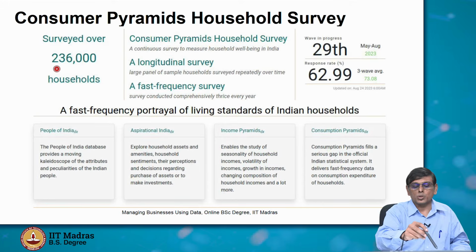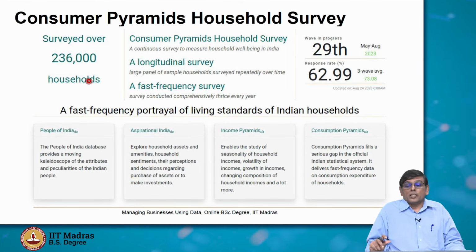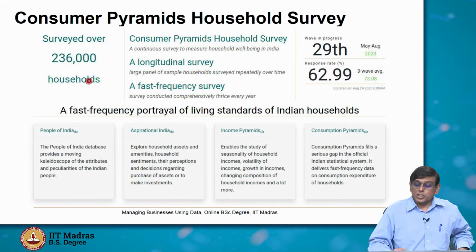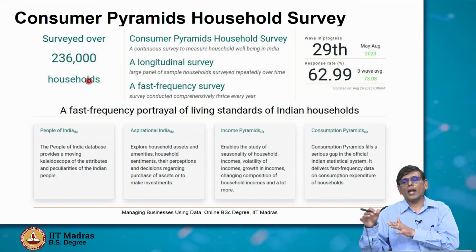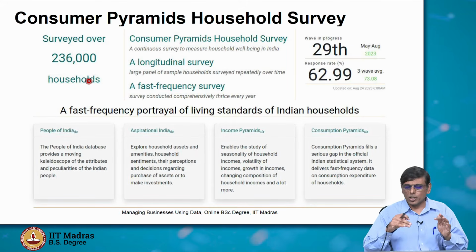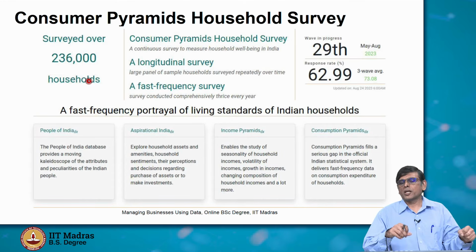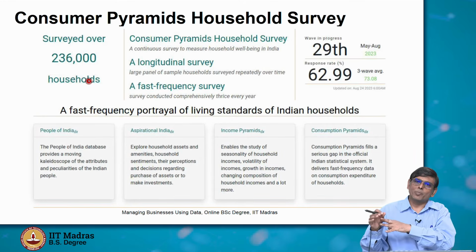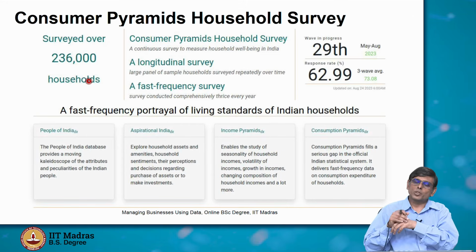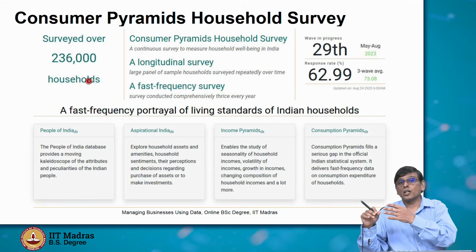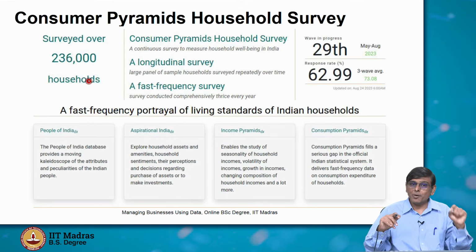So 236,000 households were surveyed. It's a longitudinal survey, which is a very interesting kind of survey. It means that the same households you will go to again and again. This is very important because if you do a sample of 10 people in this round, and in the next round you do another sample of 10 people, with no relation between them, then you don't know how consumption pattern has changed over time, right? Of course, you will get some broad aggregate picture.